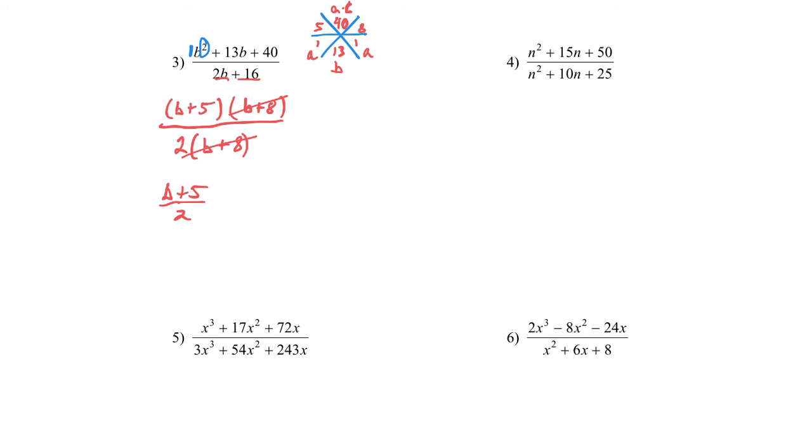But then we have to think about our excluded values. So the excluded values are setting the bottom equal to 0 before it canceled. All right, so we have this 2 times b plus 8 equals 0. The 2 doesn't really change anything, because if we just, let me rewrite it over here, if we just divide both sides by 2, 0 divided by 2 is 0. So that 2 is gone. Now we just subtract 8. B can't equal negative 8. So there is an excluded value.